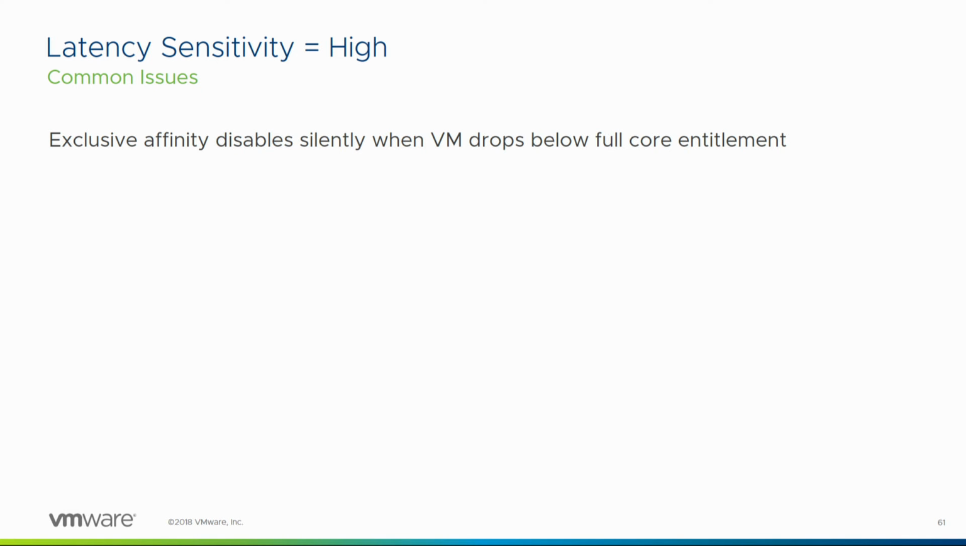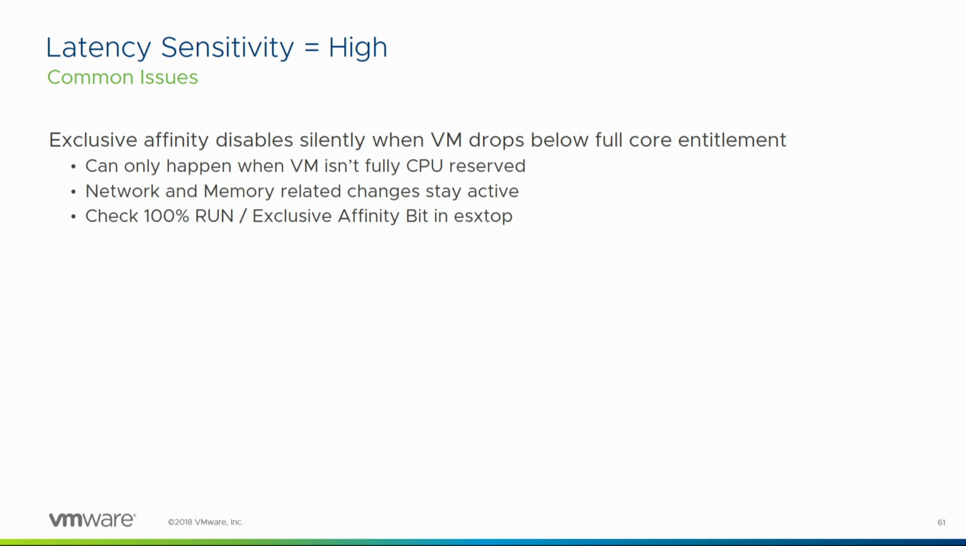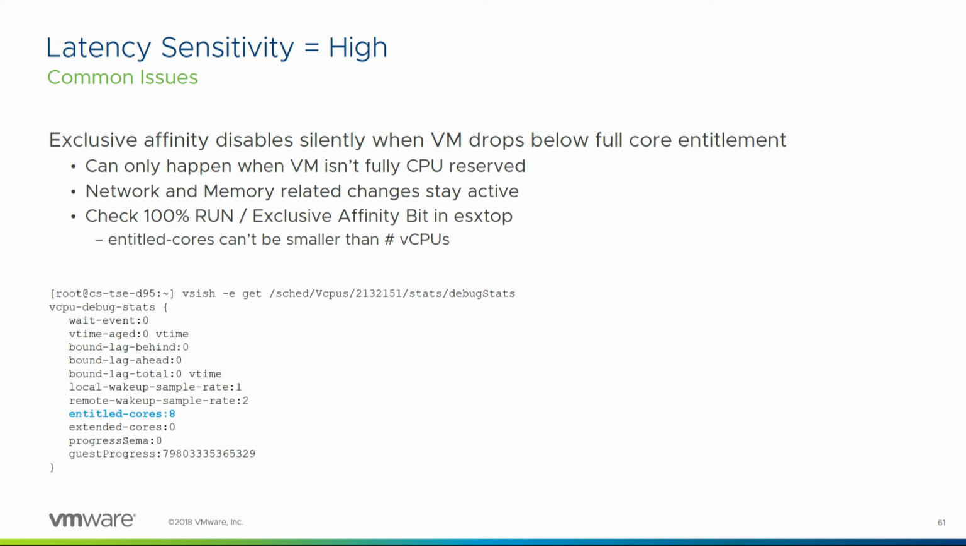What happens if you don't reserve the CPUs of a VM that requires a full core? Well, there's not going to be any exclusive affinity. So basically, if your host all of a sudden gets oversubscribed and you're not on 6.7 or you didn't configure full CPU reservation, you'll drop out of it again. So basically, how you can verify that is check the bits I mentioned earlier, the exclusive affinity bit, and that it's 100% run. But make sure that if you have a latency sensitive VM, reserve the CPU in full.